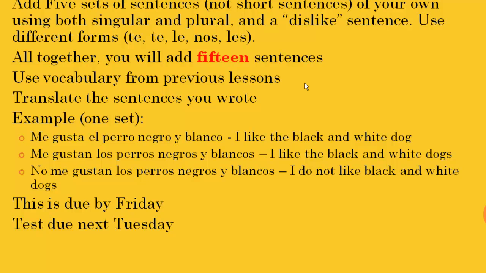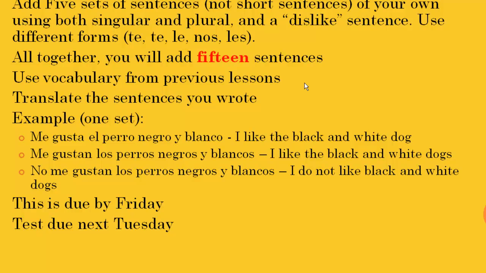On the last one, I wrote a negative sentence. No me gustan los perros negros y blancos. By the way, that is true. You don't have to say no, no. You can just say no me gustan los perros negros y blancos. So look at the 3 sentences. They all say me gusta el perro negro y blanco. The only difference is one says gustan, and on the other one I wrote the word no at the beginning. Okay, see how easy that is?